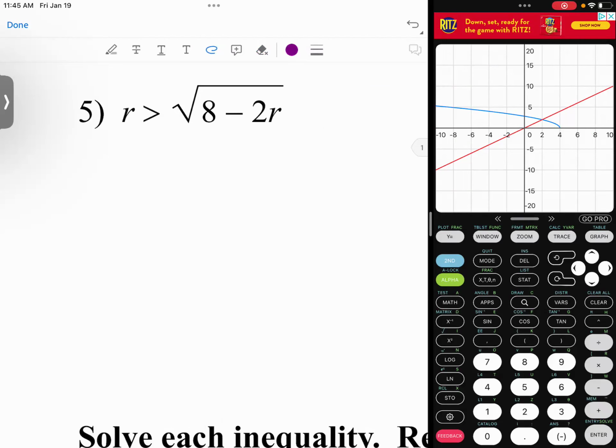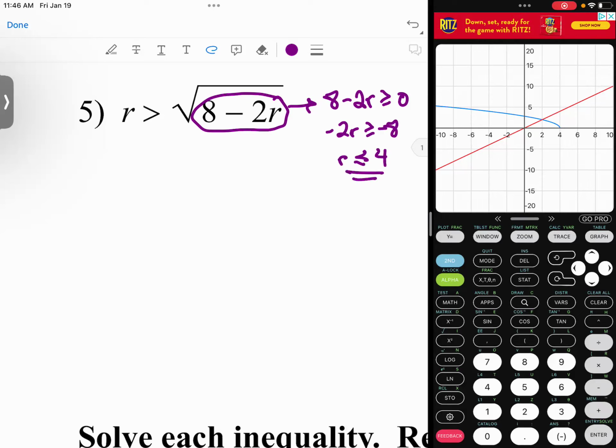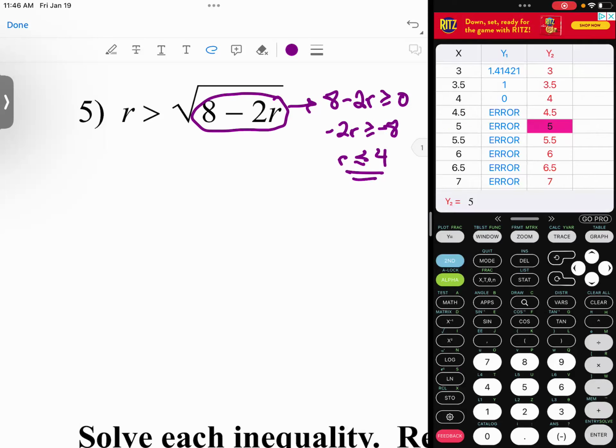We mean that if we want to actually solve this inequality, this number, 8 minus 2R, needs to be greater than or equal to 0. And that only happens when R is less than or equal to 4. It's a constraint on our domain or on our solution. If we get solutions that are bigger than 4, they just really aren't solutions at all, because they give us errors.